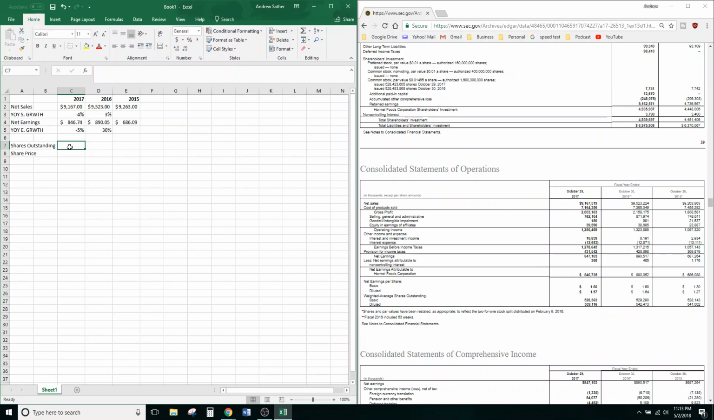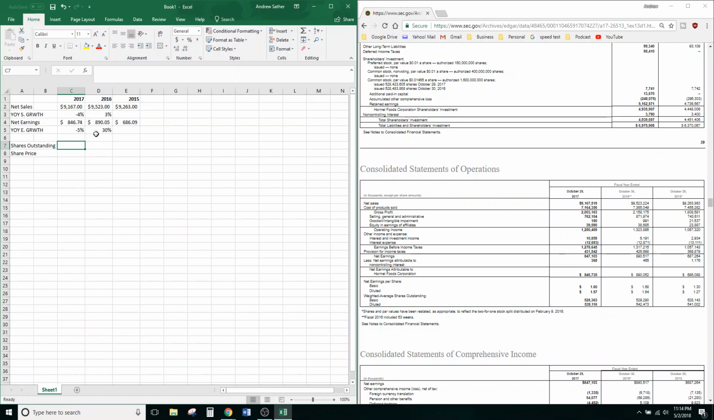That's like increasing their return on equity. But revenue growth is usually tied to sales growth, and you want to see both of those going up. Don't have to be a perfect one-to-one thing, but you're generally going to want to see that.